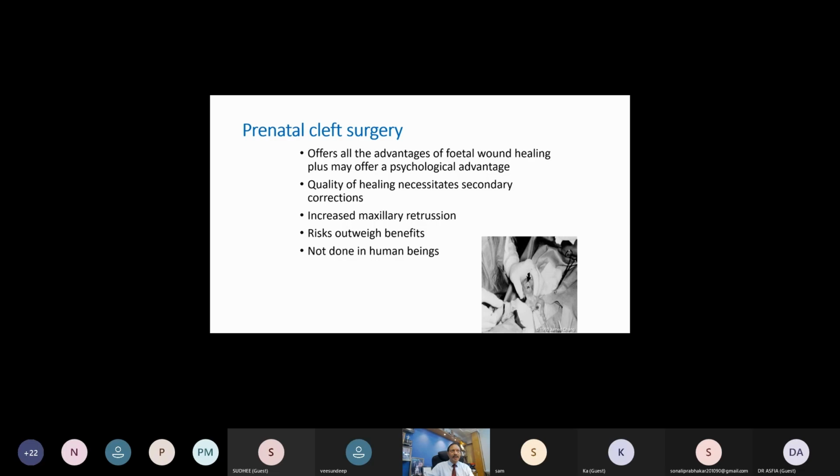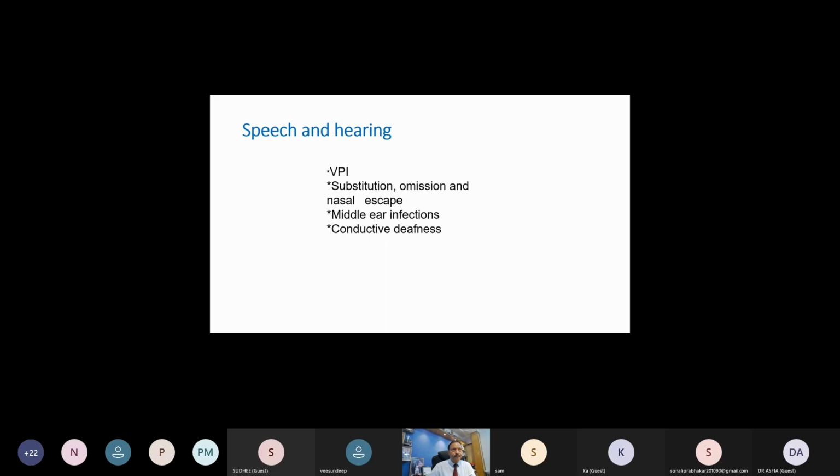And the prenatal cleft surgery offers all the advantages of fetal wound healing, plus may offer psychological advantages, but it is still in the thought process. In mammals, the fetal type wound healing converts into adult type somewhere in the second trimester. And prenatal surgeries are done only for those conditions which are not compatible with life, like hydrocephalus or hydronephrosis. The cleft lip is not one of those.